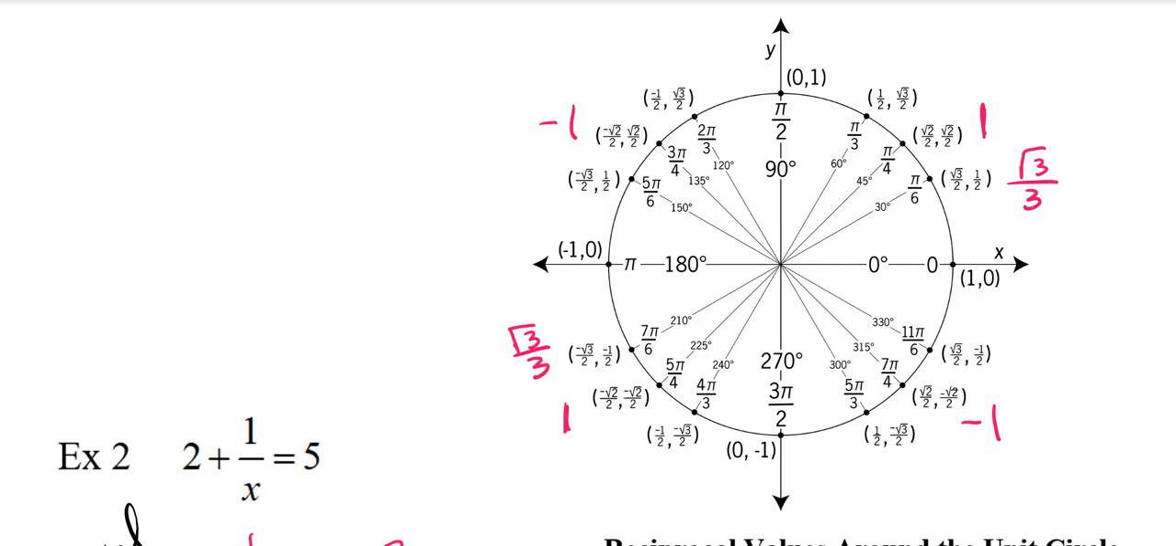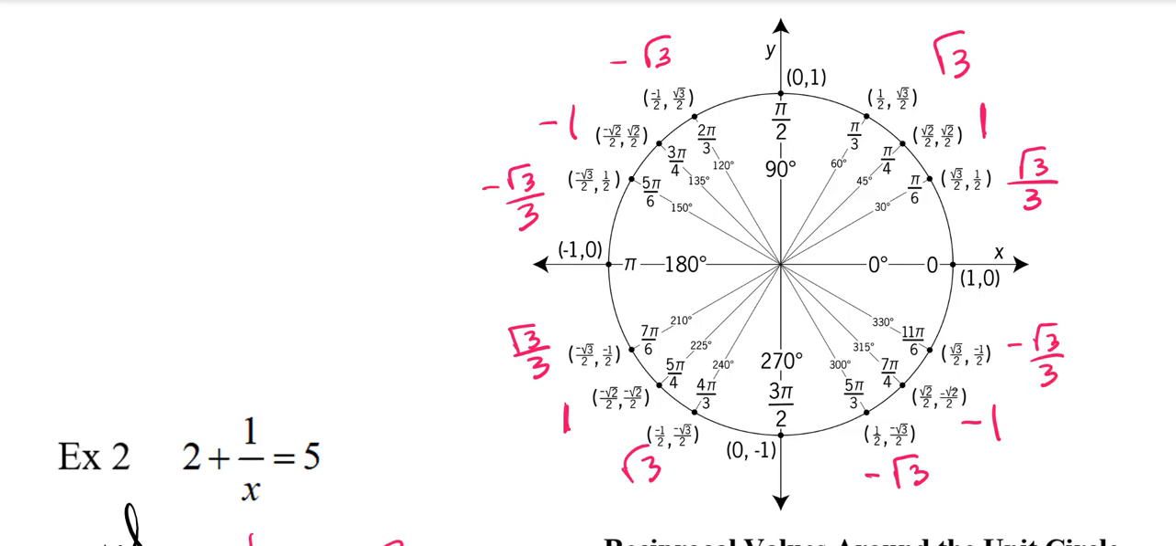And of course, you're going to have square root of 3 for pi over 3, and over here at 2 pi over 3, you're going to have negative square root of 3. Down at 5 pi over 6, you're going to have negative square root of 3 over 3. And then down here at 4 pi over 3, we will have square root of 3. And then over at 5 pi over 3, we're going to have the value of square root of 3 again, but negative. And at 11 pi over 6, we're going to have negative square root of 3 over 3.